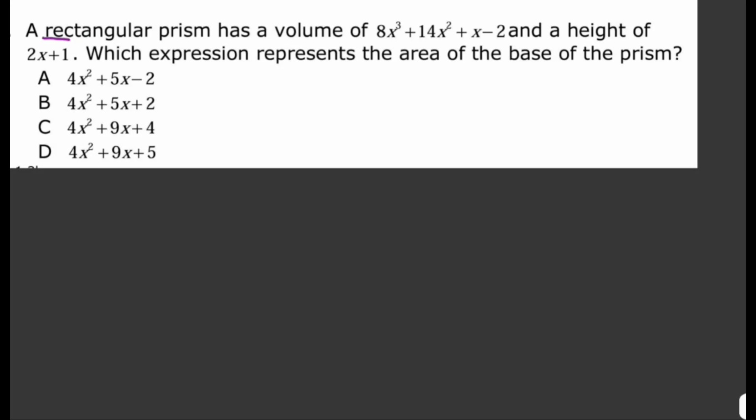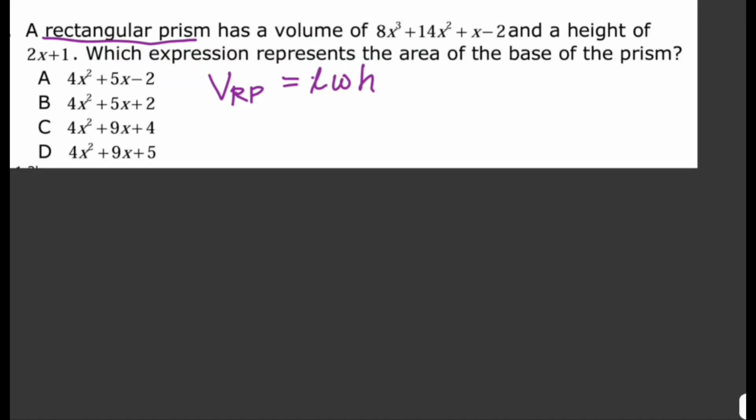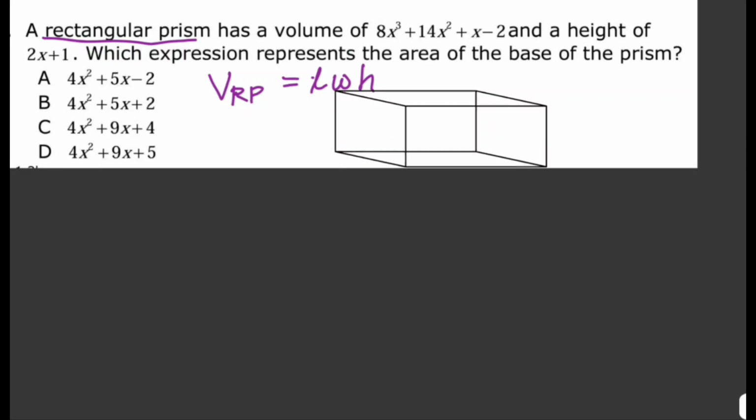So what is the volume of a rectangular prism? To solve for the volume of a rectangular prism, we use the formula length times width times height. Now let me show you what a rectangular prism looks like.